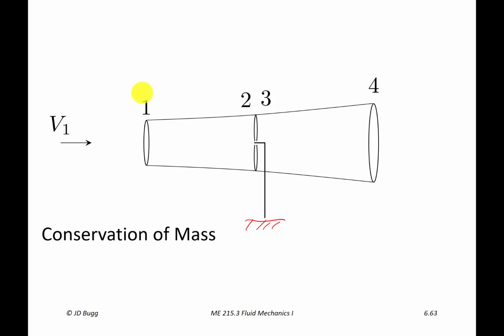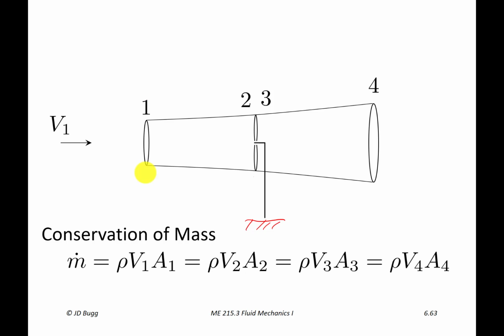Now, the very first thing we're going to apply to this is conservation of mass. So we have an incompressible, steady flow here, which means that at any of these four locations, 1, 2, 3, 4, the mass flow rate is the same. Remember, this stream tube, there's no flow across this surface. So that means the mass flow rate at any of those four axial locations is the same. So the product of density, velocity, and area is constant.